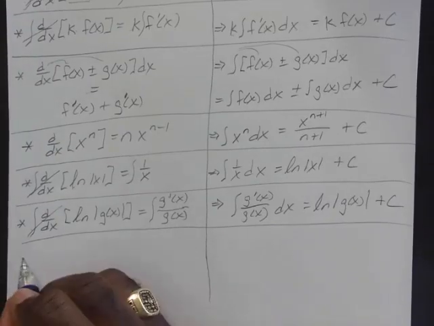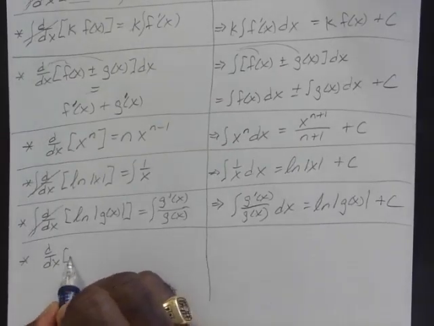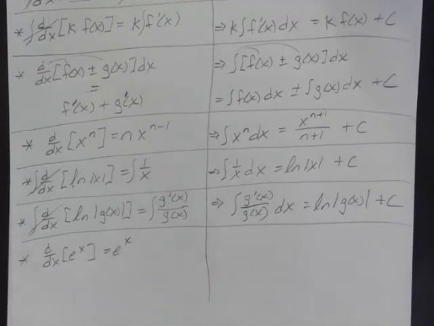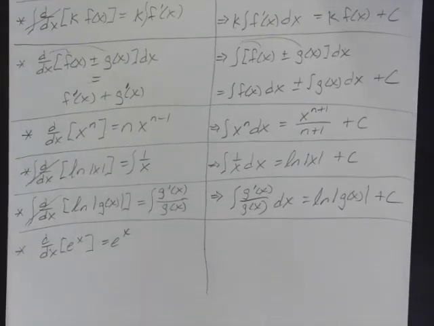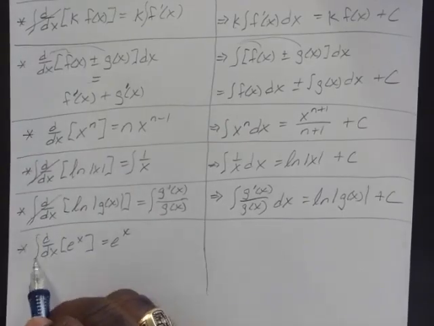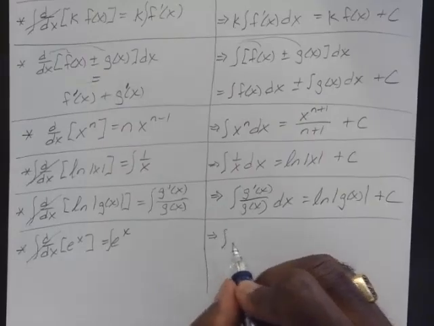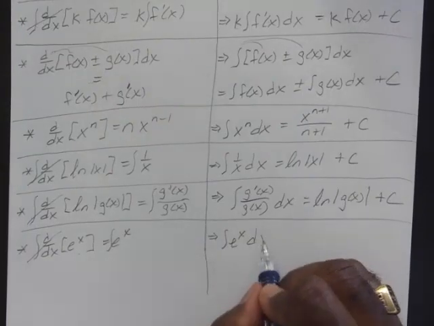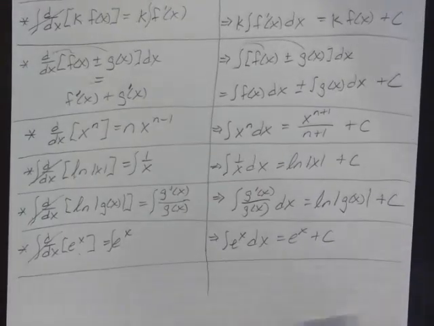And probably the easiest one to remember, the derivative with respect to x of e to the power of x is just e to the power of x. Okay, so we already proved that one. So if we take the antiderivative of both sides, we know that cancels out with the derivative on the left. That means the antiderivative of e to the power of x with respect to x is equal to e to the power of x plus c.